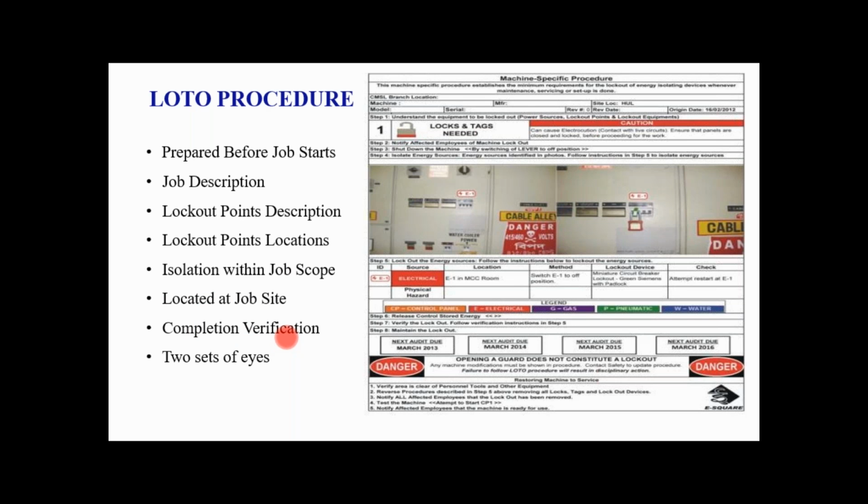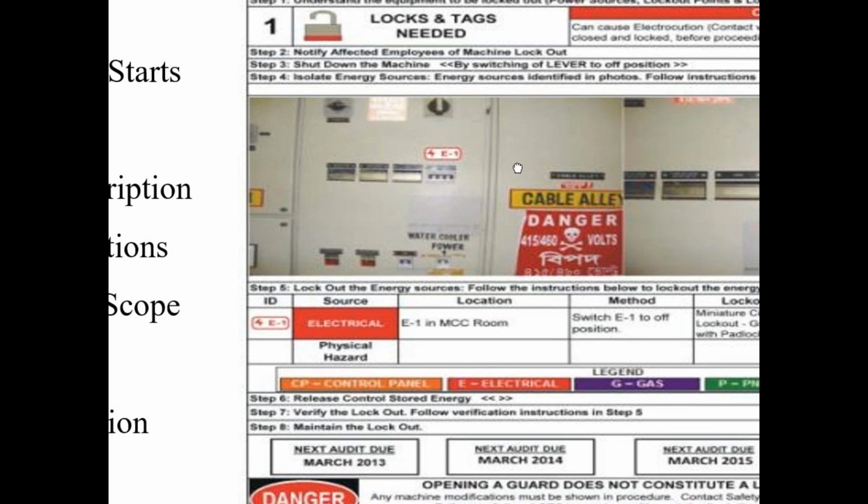Verification means verifying the isolation of all types of energy to these equipments and systems. This verification should be done by an expert person, and once it is done, completion of the verification should be mentioned in this machine specific procedure or LOTO procedure. Then two sets of eyes are mentioned. From this diagram or sample sheet, you can understand what the contents of this LOTO sheet are.